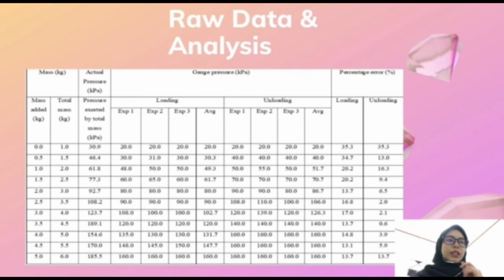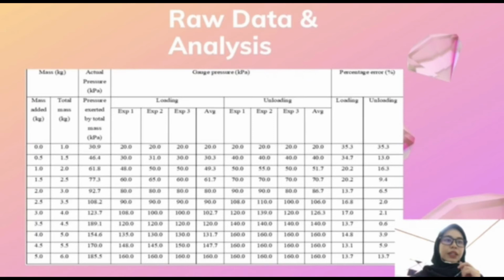We then calculate the percentage error for the loading category. The highest percentage is 35.3% with the total mass of 1 kg, which is the mass without any added mass, and the lowest percentage for the loading category is 13.1% with a total mass of 5.5 kg.